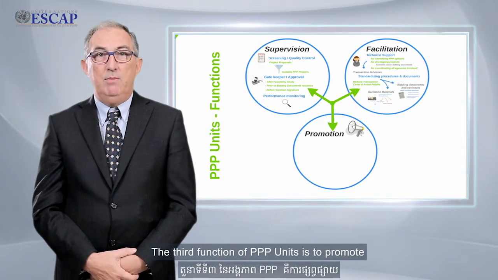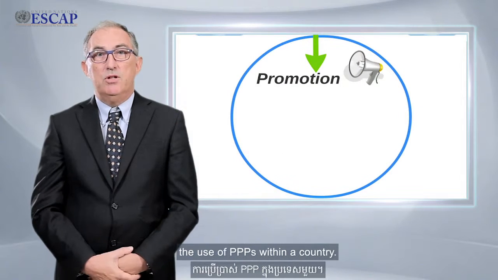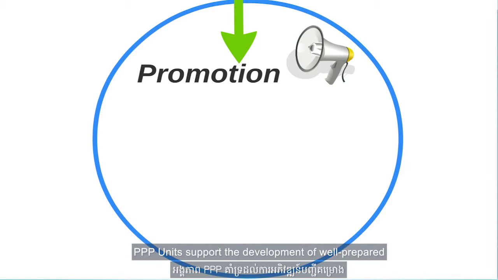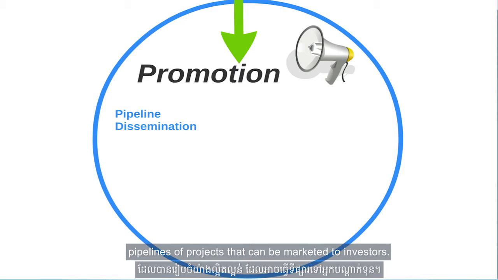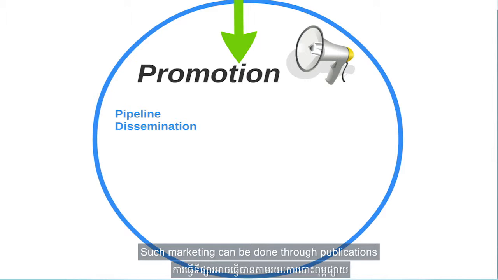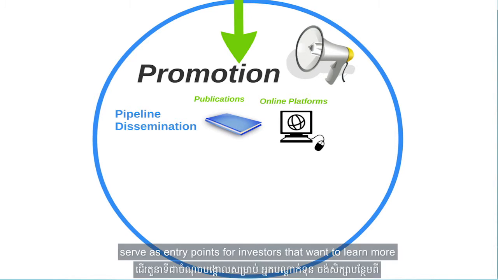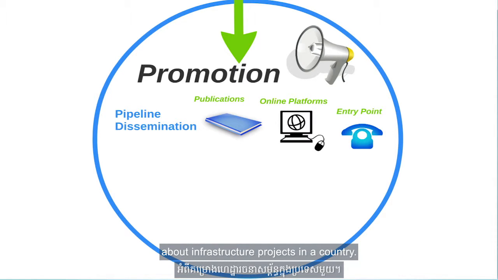The third function of PPP units is to promote the use of PPPs within a country. To do this, PPP units support the development of well-prepared pipelines of projects that can be marketed to investors. Such marketing can be done through publications and online platforms that provide information on upcoming projects. PPP units can also serve as entry points for investors that want to learn more about infrastructure projects in the country.